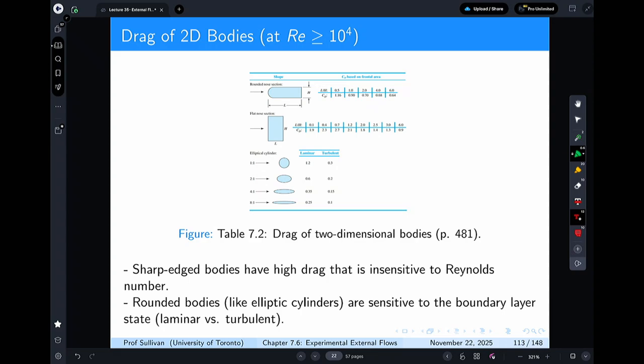The same sort of thing happens when you look at L over H for, what do they call it, a flat nose section. So again, shifting things and making things happen in various orientations is what defines it. Then you have the elliptical cylinders, 1 to 1, 2 to 1, 4 to 1, 8 to 1. Again, you're going to spend a lot of time looking at those figures.